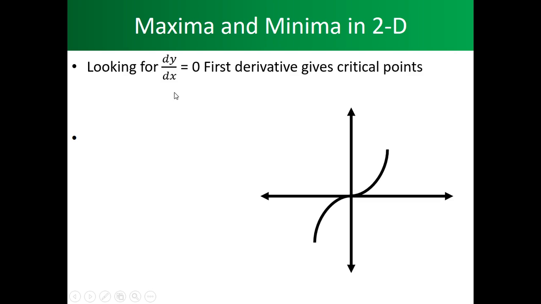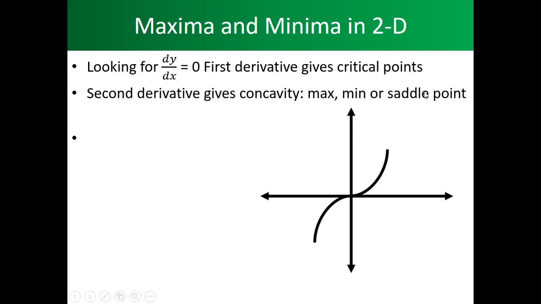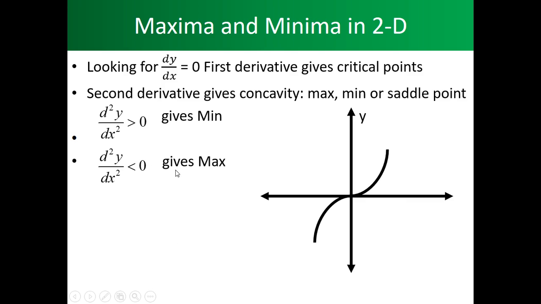Now we're looking at dy/dx equals 0 for the first derivative, which gives us our critical point. Our second derivative gives us a minimum, a maximum, or our saddle point. Here's what we're calling a saddle point. We take the second derivative. If it's greater than 0, it gives us a minimum. If it's less than 0, it's a maximum.